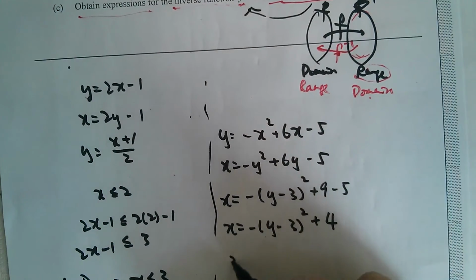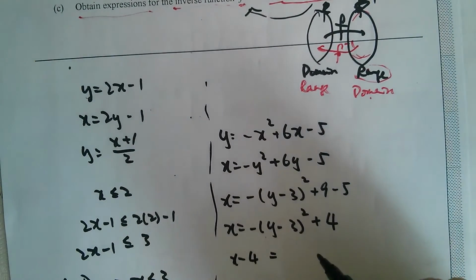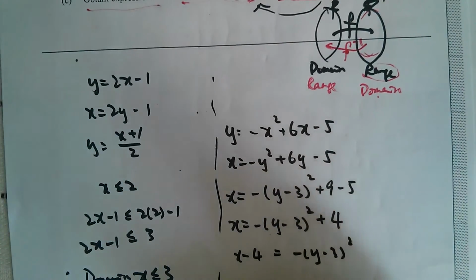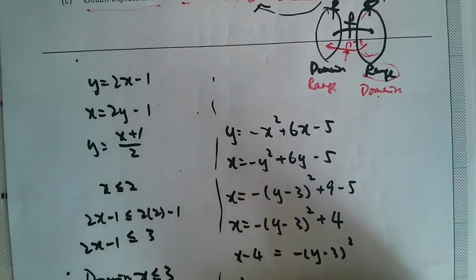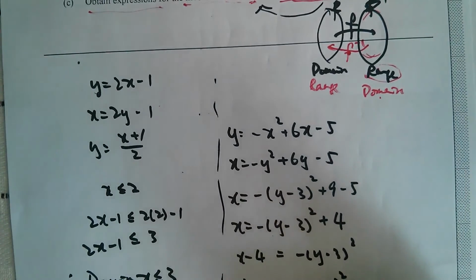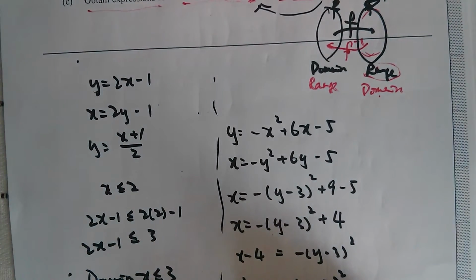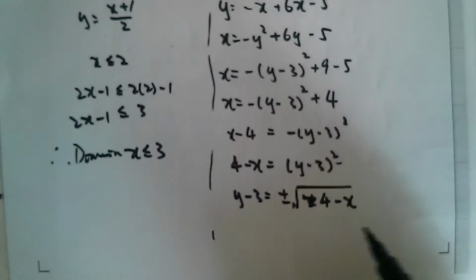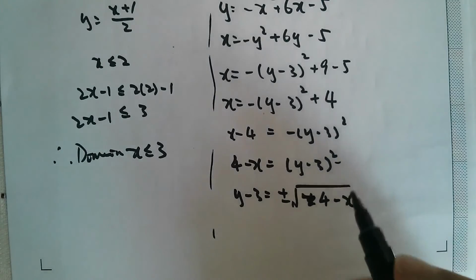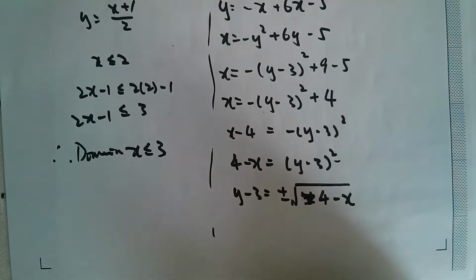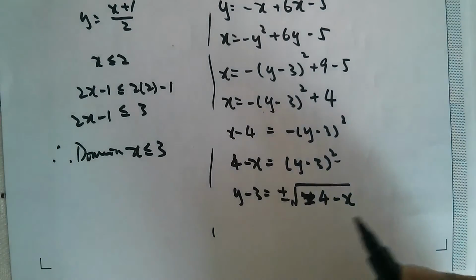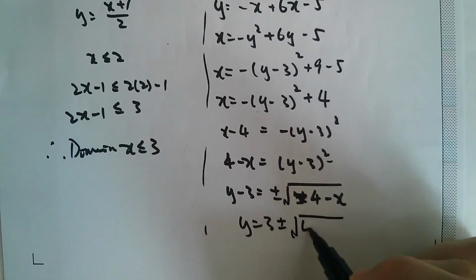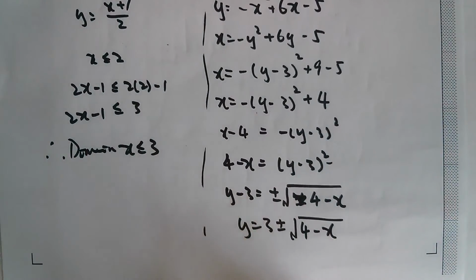And then we move the 4 to the other side. Take away the negative. Take away the square. So y minus 3 equal to plus or minus square root of 4 minus x. Okay, so we take the square root, and then what? Okay, so it's like this.